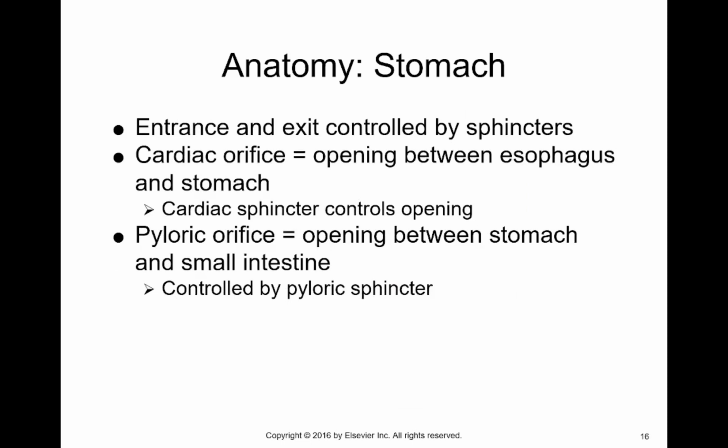The entrance and exit are controlled by those sphincters. The cardiac orifice is the opening between the esophagus and the stomach, and then the pyloric orifice is what controls the release of the fluids into the duodenum. So you can have strictures at either one of those two. So at the cardiac orifice or the cardiac sphincter, because of reflux, you might have a narrowing where food is having a hard time getting into the stomach. And what that leads to in a lot of cases is the expansion of the rest of the esophagus. So that's what we refer to as Barrett's esophagus. In the next section, we'll take a look at that.